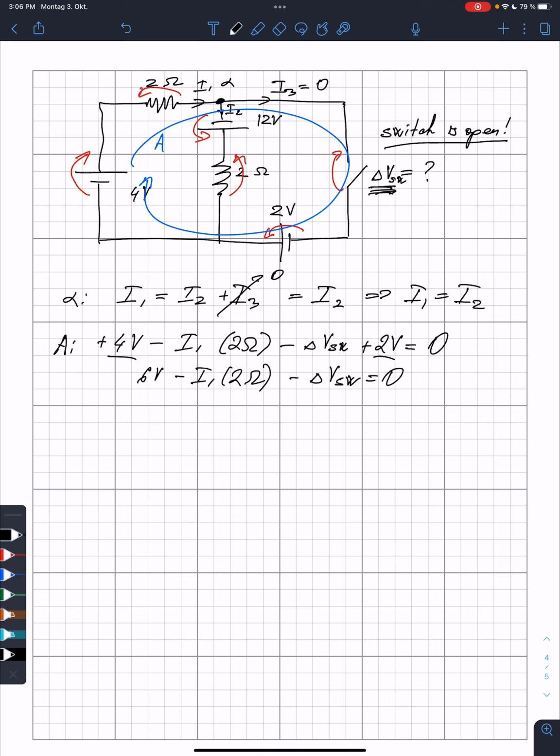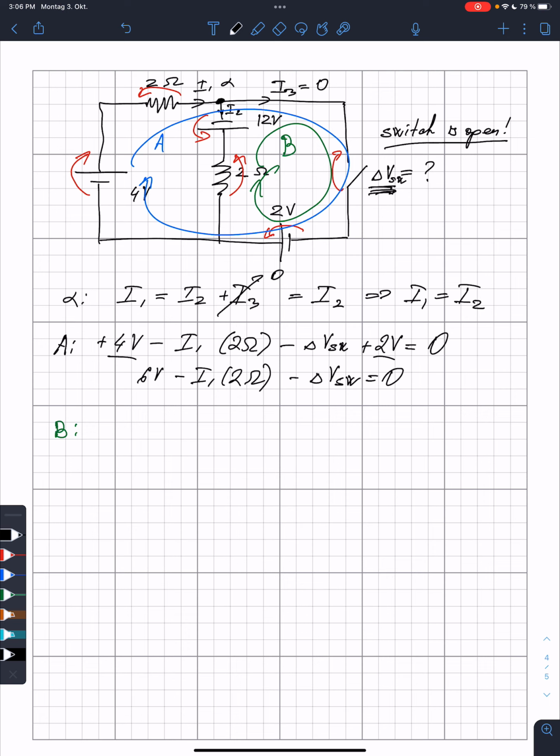So now let me consider another loop. Which loop would be easier, one that involves the current? It doesn't really matter, so let's consider this loop. Let's call it loop B. For the loop B, what are we going to get? Please pause the video and try it yourself.